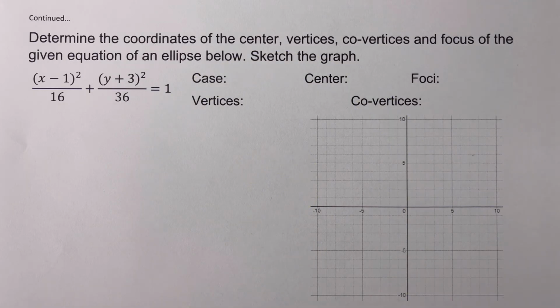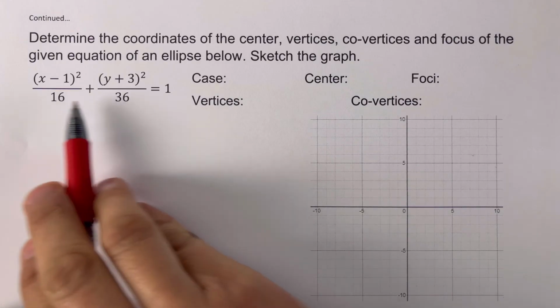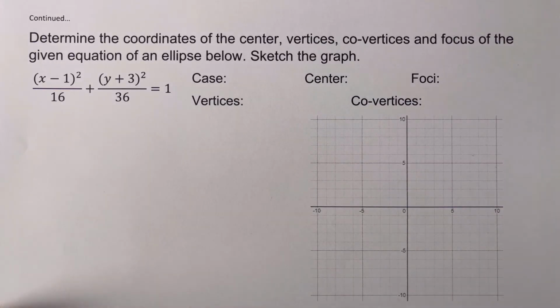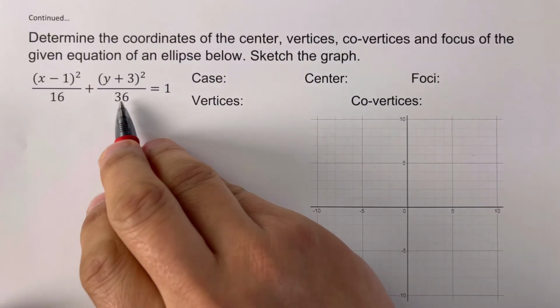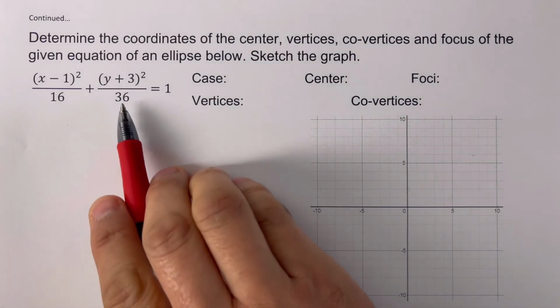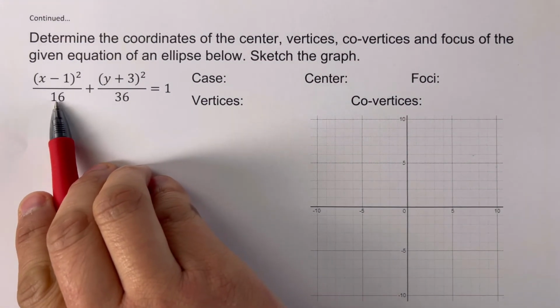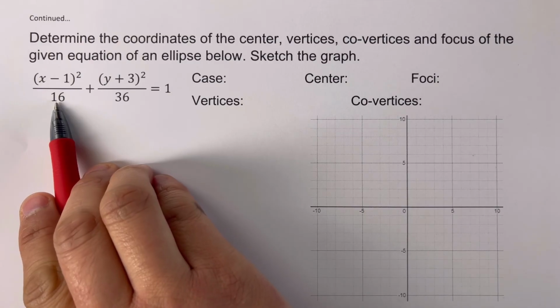Okay, so let's go over the problem here. We're supposed to determine what is the A and what is the B for this. Now we remember that A squared is always bigger than B squared. This tells us that this is our A squared and this is our B squared. So I'm going to label this as our A squared, and this will be our B squared. And so we are going to solve for A and B.